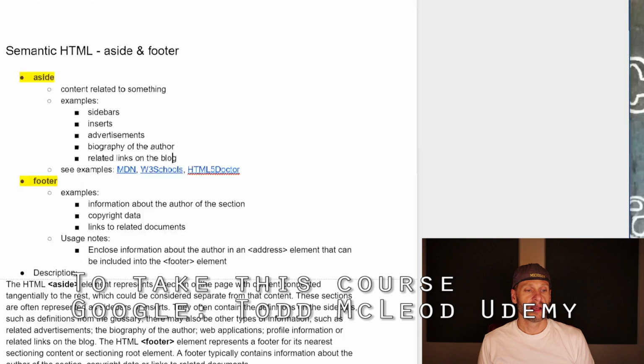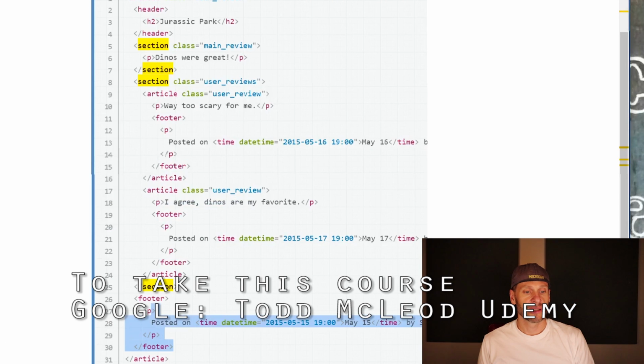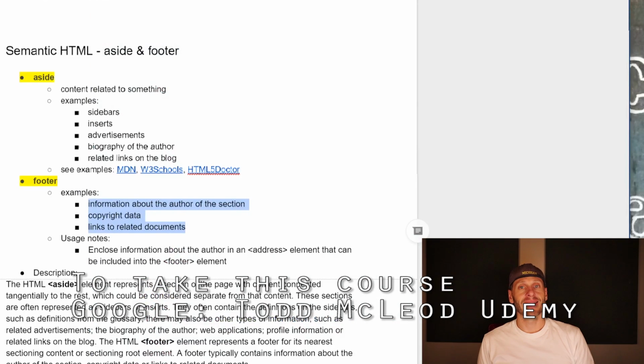That entire article. All right, so that's aside and footer. And just remember the different use cases for aside, and that a footer is like it is here. Like here is the footer. And if we had some author information for all of this, it would be in between address tags. All right, that's aside and that's footer.